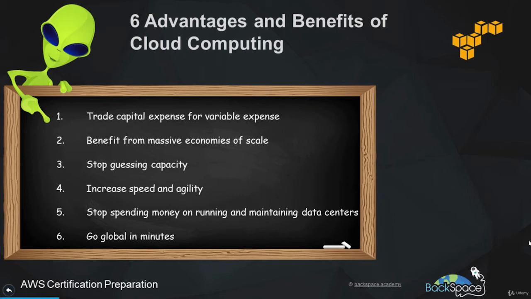We're going to benefit from the massive economies of scale that AWS have. They literally have hundreds of thousands of customers, and we're spreading those costs across those hundreds of thousands of customers. And that's going to provide us with a great economy of scale. We don't need to worry about guessing capacity anymore. These can be implemented as elastic services that can expand and contract as our demand changes.